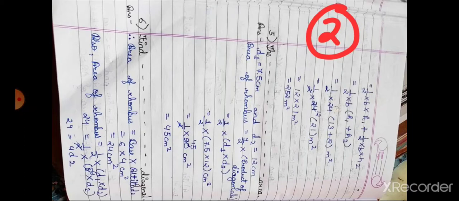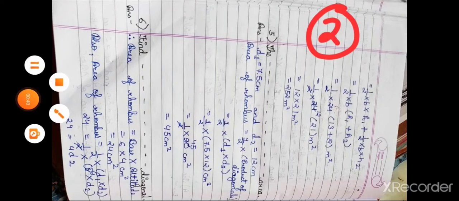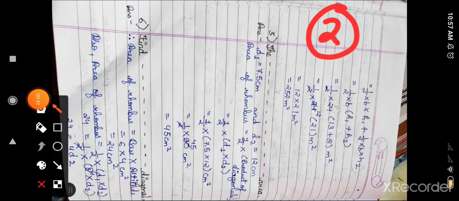And as we all know, the area of a rhombus is 1 upon 2 multiplied by the product of its diagonals. So we can write here half multiplied by d1 multiplied by d2, where d1 and d2 stand for diagonal first and diagonal second. Now substitute all the values from the question. So we have half multiplied by 7.5 multiplied by 12. After solving this, we have 45 centimeter square and it is the area of the rhombus.